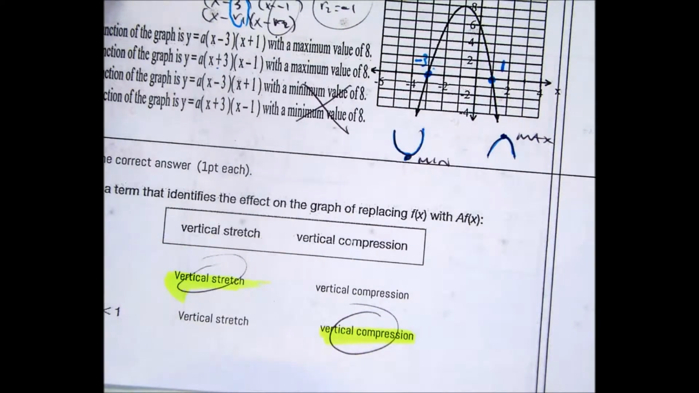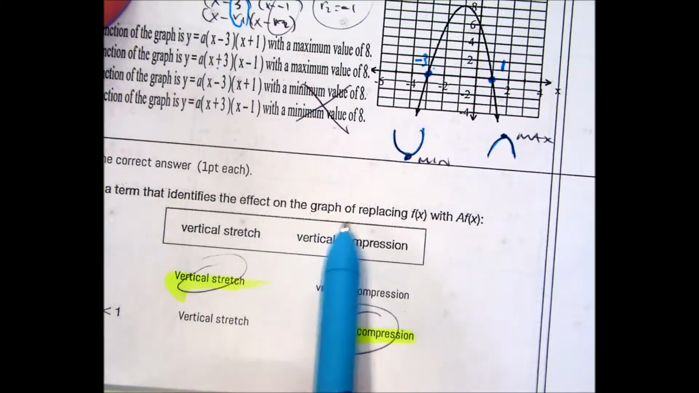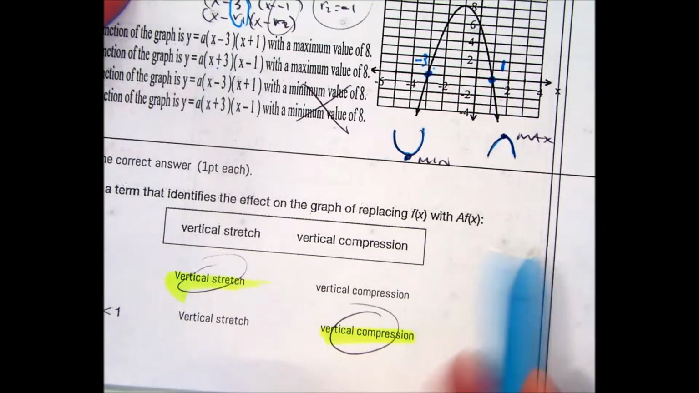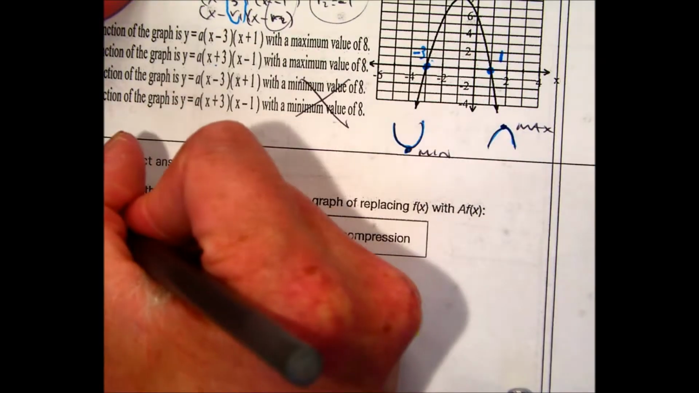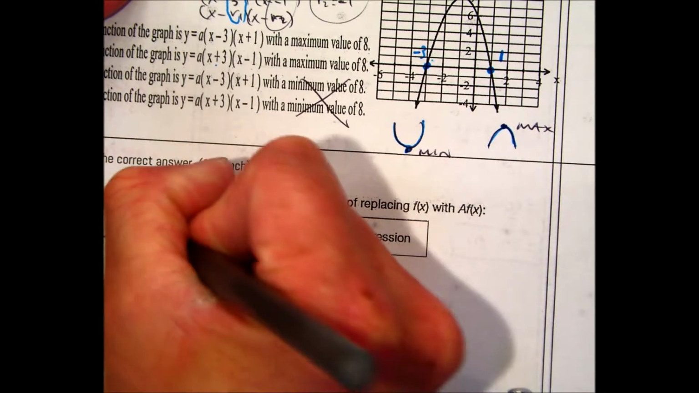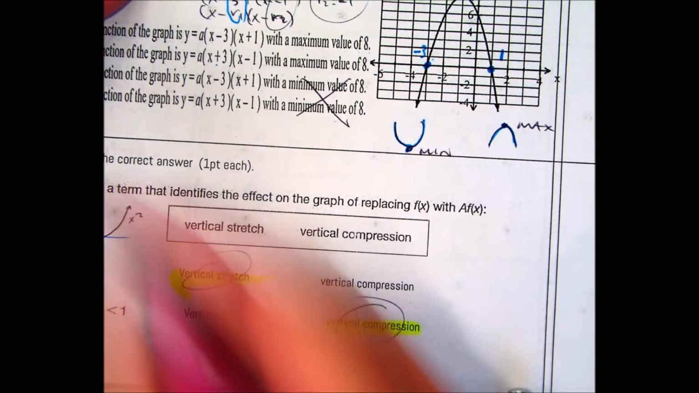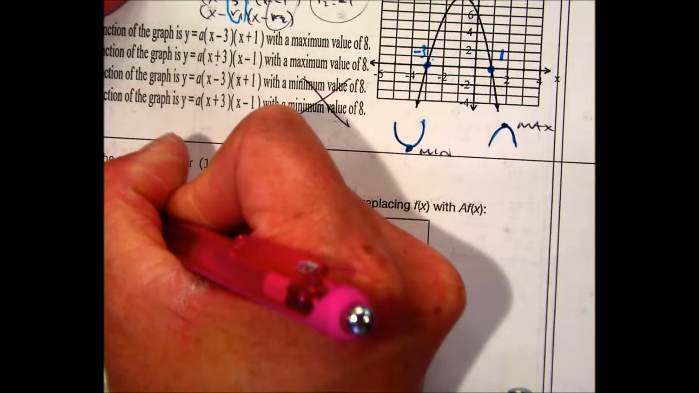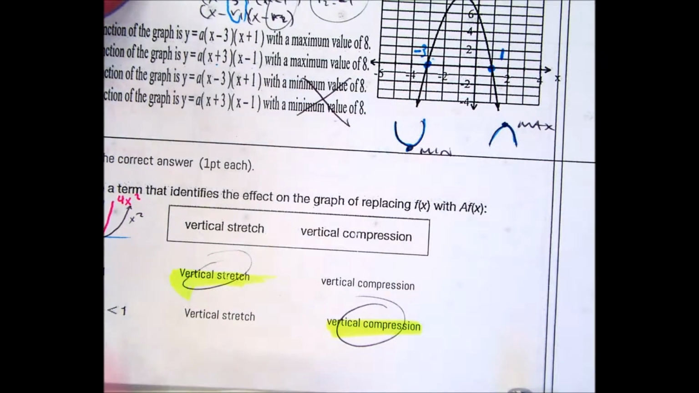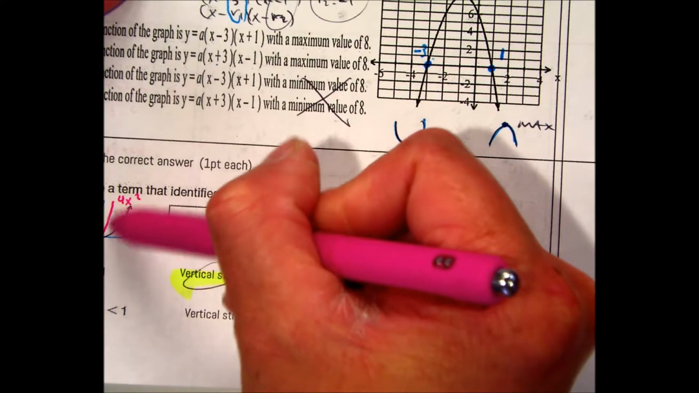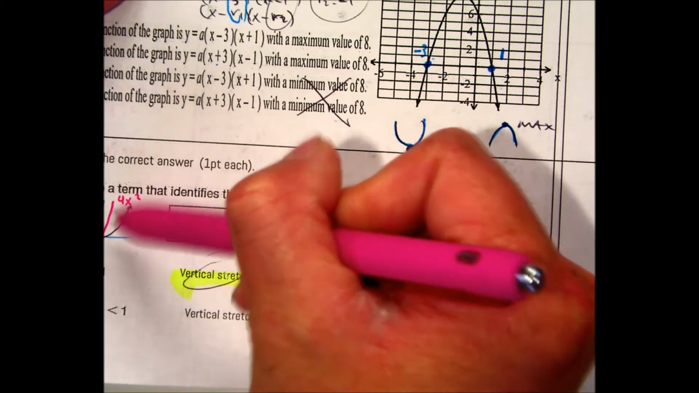Question number 5. Choose a term that identifies the effect on the graph of replacing f of x with a of f of x. When your a value is greater than 1, okay, think about it with money. So this is your regular graph, x squared. And let's just say I choose to do 4x squared. Well, 4x squared means I multiply my money faster. Does that make sense? It's going to go up faster, more money. We like that, right? So what's happening is they call this a vertical stretch. It's being stretched away from the x-axis.